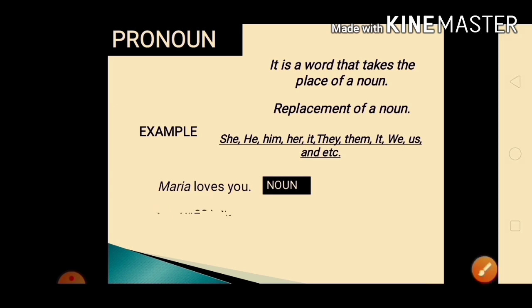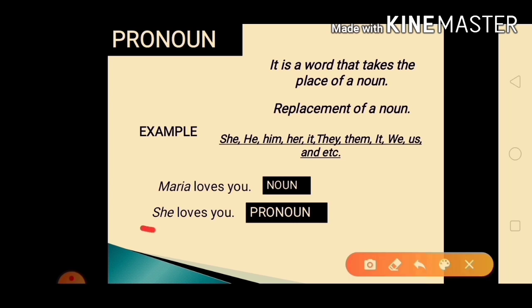How? For example, Maria loves you became she loves you, and that is a pronoun. So the word she here replaces Maria. So, that is the work of a pronoun. It replaced Maria, which is a noun. That is the work of a pronoun. The job of a pronoun is simple.